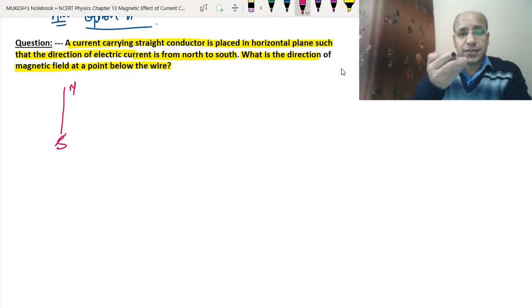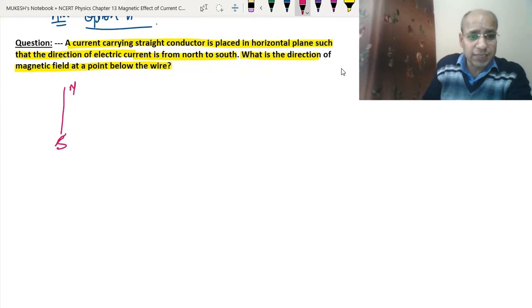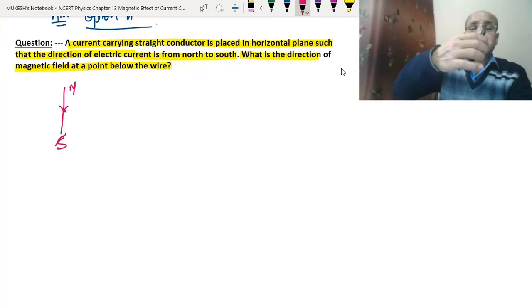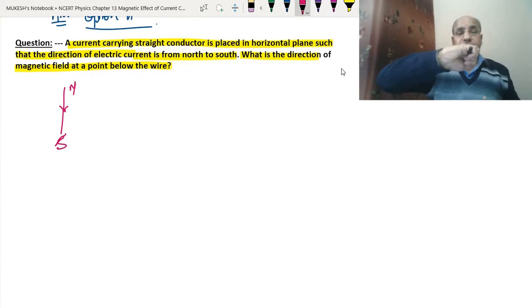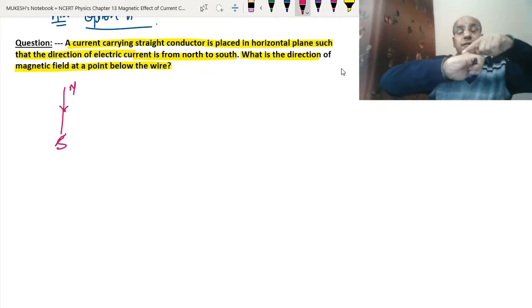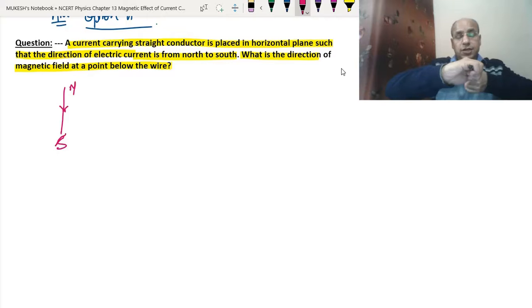Let's say this is the conductor and north to south, this is the direction of current. So that means the conductor we have to place like this. This is north, this is south, this will be east, this will be west. Now the fingers are encircling like this, anti-clockwise. It means that at the point here it is going from east to west, and from down it is going from west to east.